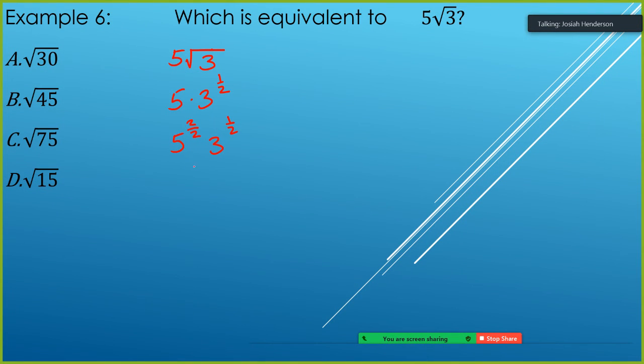And now we're going to pull out the 1/2 from both of these. So 5 to the second times 3, and that's all to the 1/2 power. Just like last time. Now start simplifying inside the parentheses. So we've got 25 times 3 to the 1/2. Do the multiplication, that's 75. And now you see the answer. It is square root of 75.